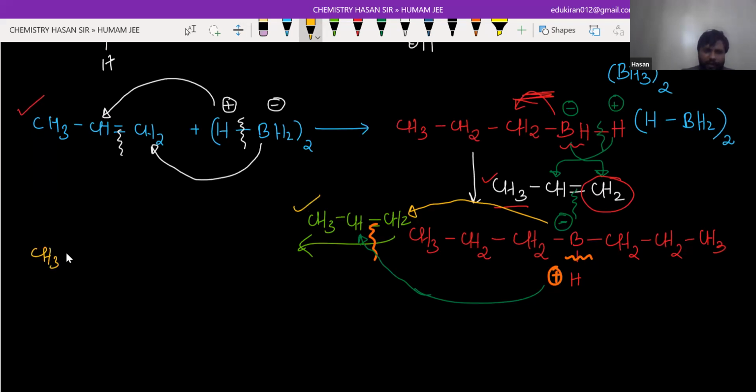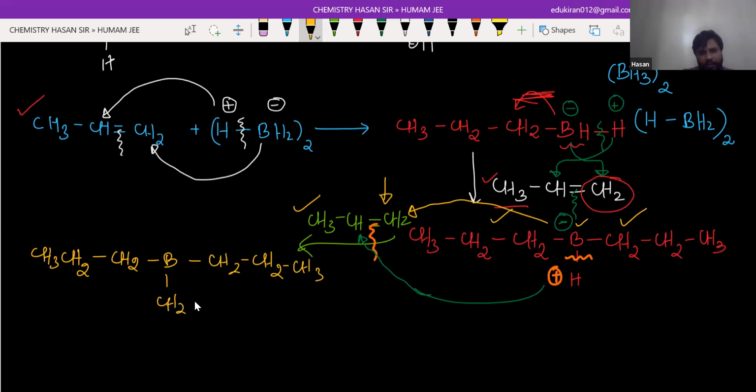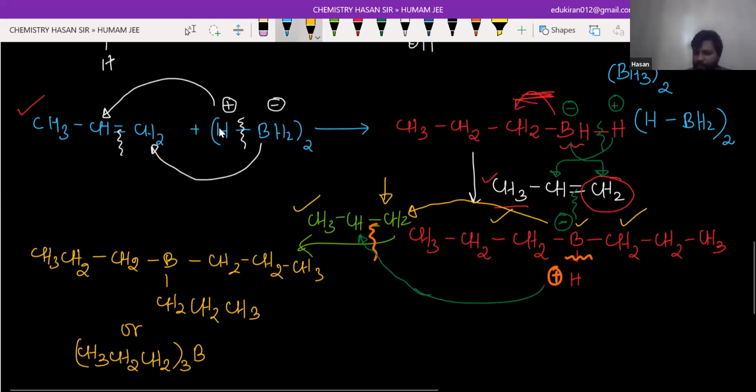So I can write CH3 and initially it is CH, but by attack of hydrogen, it becomes CH2. And after that, it is CH2. And this CH2 is attacked by boron. So I made a bond with boron. But boron makes 3 bonds, which has another bond on the right hand side. You can see it is CH2, CH2, CH3. And on the left hand side, you can see it is making a bond like CH2, CH2, CH3. Or we can directly write CH3, CH2, CH2 whole thrice, 3 times boron. Can I write this? Tell me please.